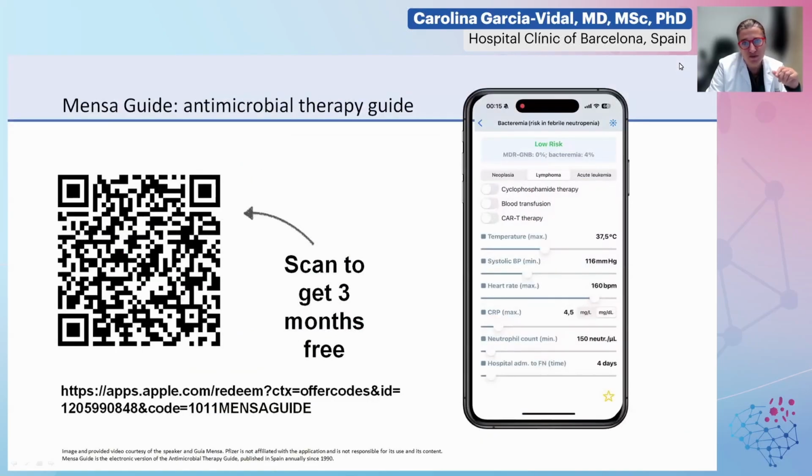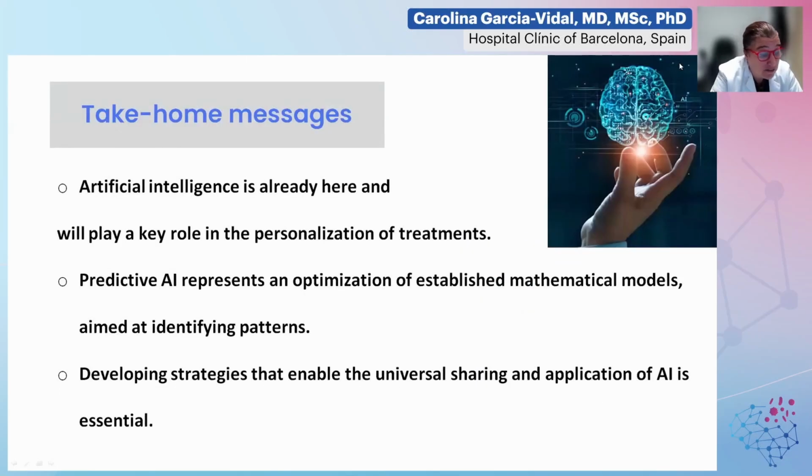And this is the most important book of infectious disease in Spain. Here we also have 2 artificial intelligence models to predict bacteremia in patients with febrile neutropenia, and also bacteremia in patients who arrive at the emergency department. So artificial intelligence is not something we are talking about for the future, it's already here, and will play a key role in the personalization of treatment. Predictive artificial intelligence is something that we need to incorporate into our research, because it is the best way to create mathematical models to answer some questions.